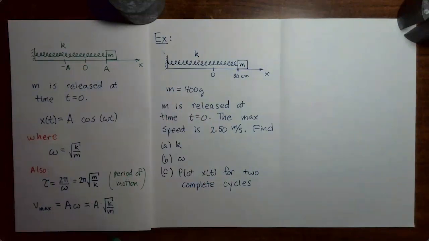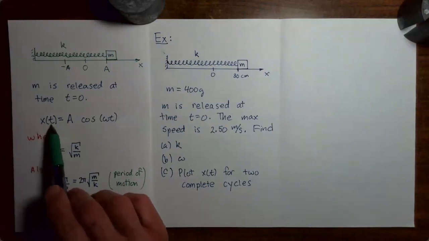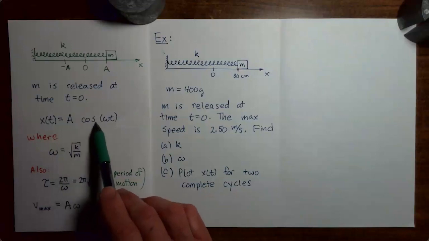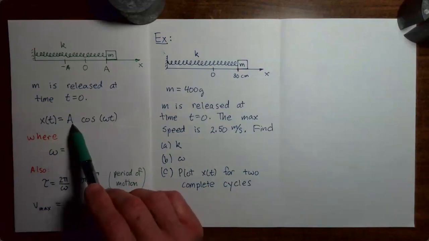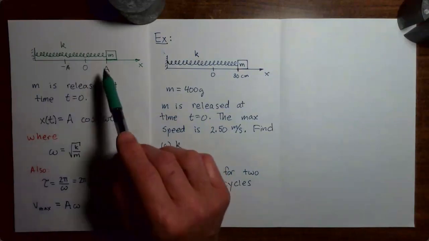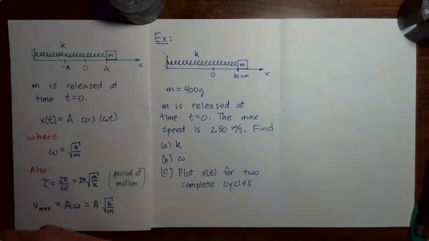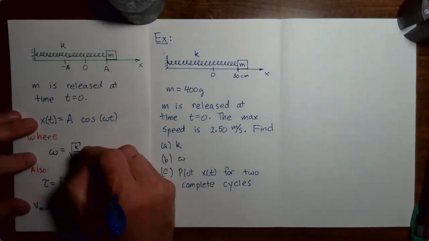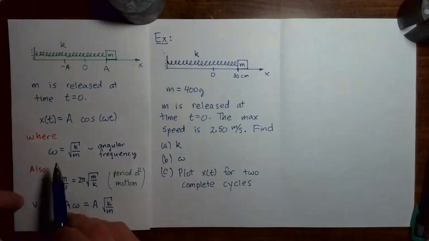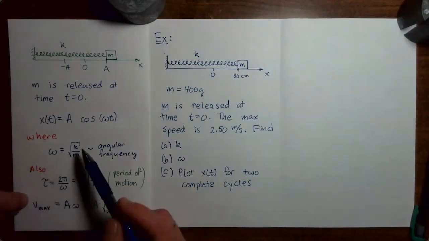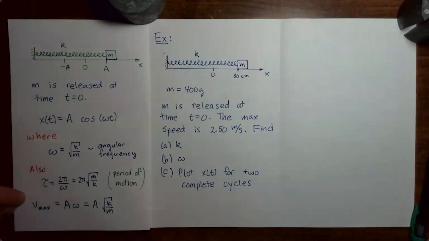Under these assumptions, the position of the mass as a function of time is given by x of t equals a cosine omega t, where a is the amplitude of the motion, omega is what we call the angular frequency of the motion, and omega is given by the square root of the spring constant divided by the mass.